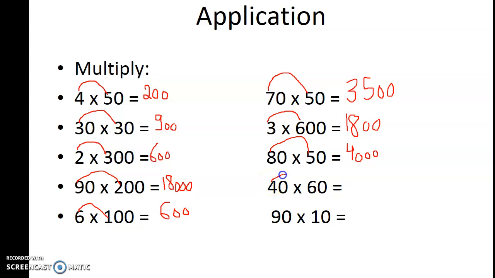40 times 60. 4 by 6. How much? 24. How many zeros? 1, 2. The last one, 90 times 10, skip the zeros. 9 times 1, multiply the factors. 9 times 1, it's 9. Now let's place the zeros where? To the product. How many zeros do we have in the factors? Count them. 1, 2. So place them at the end.